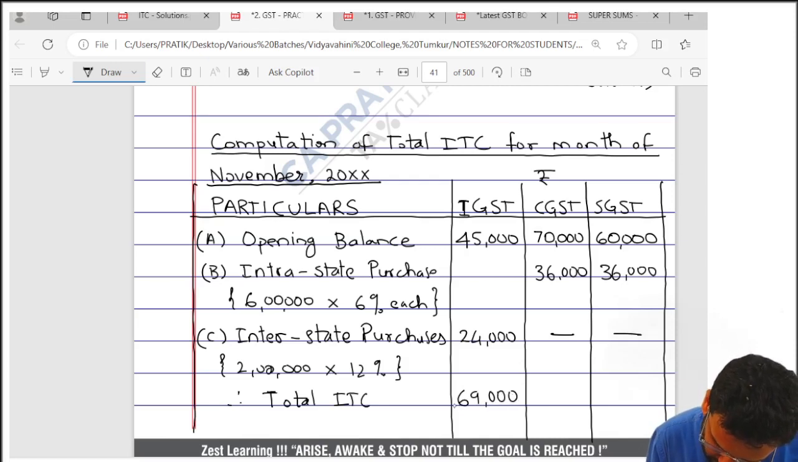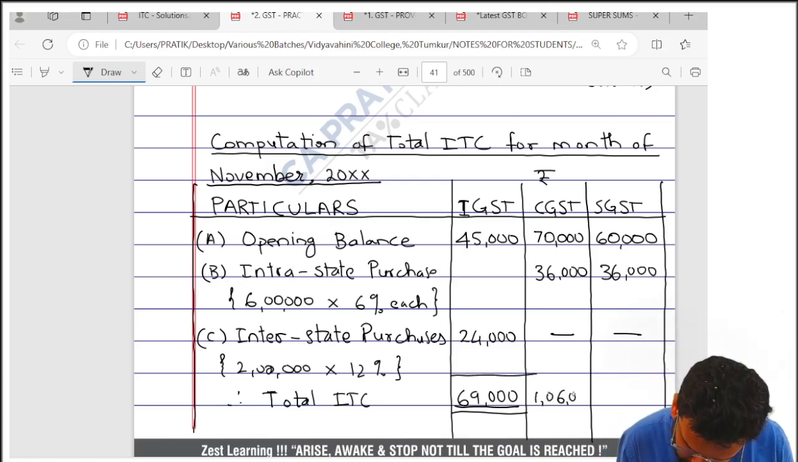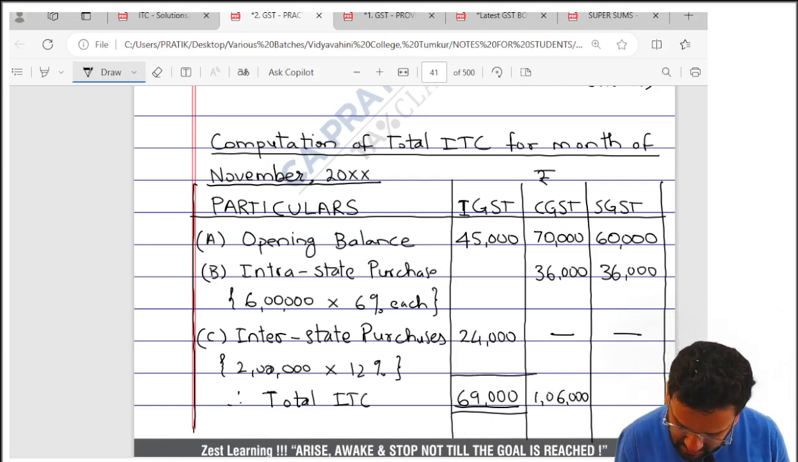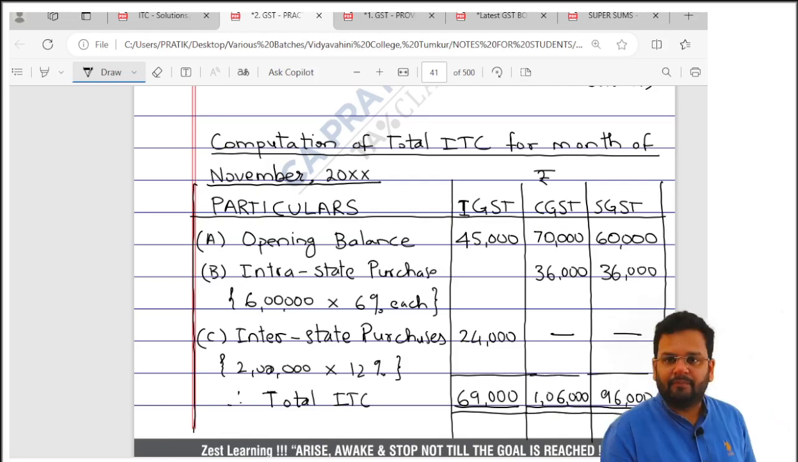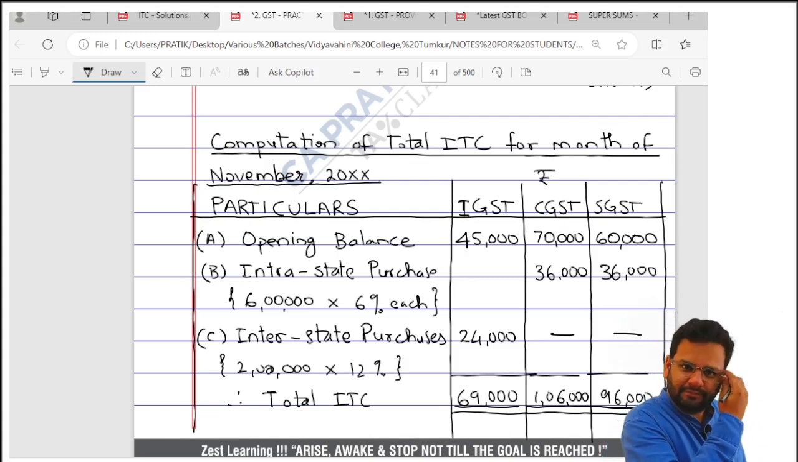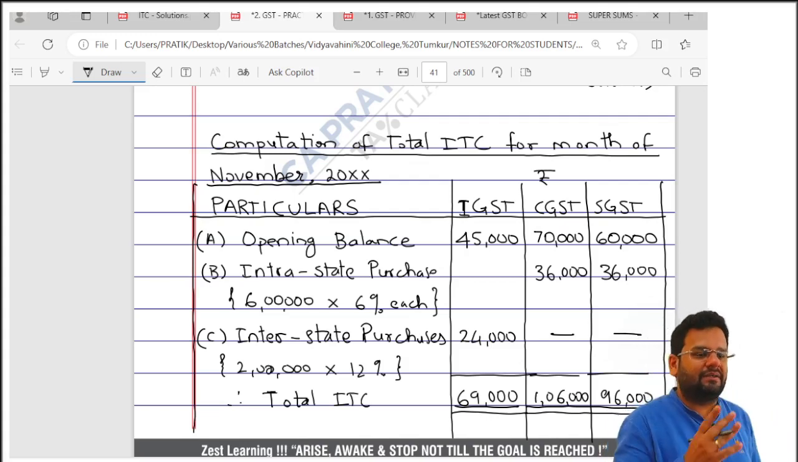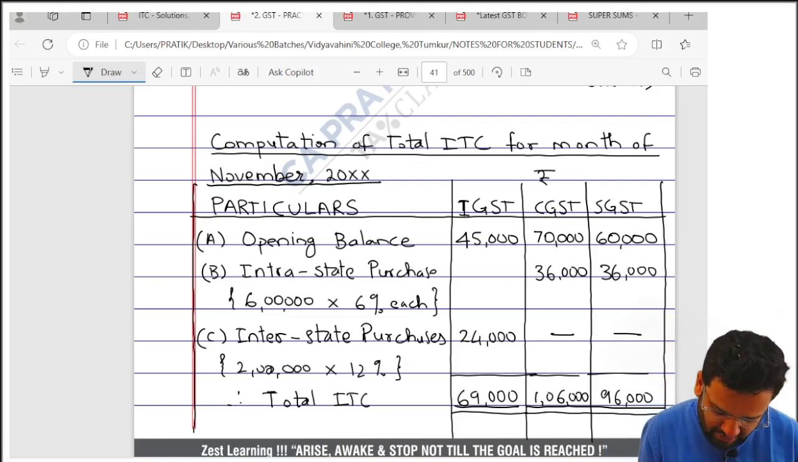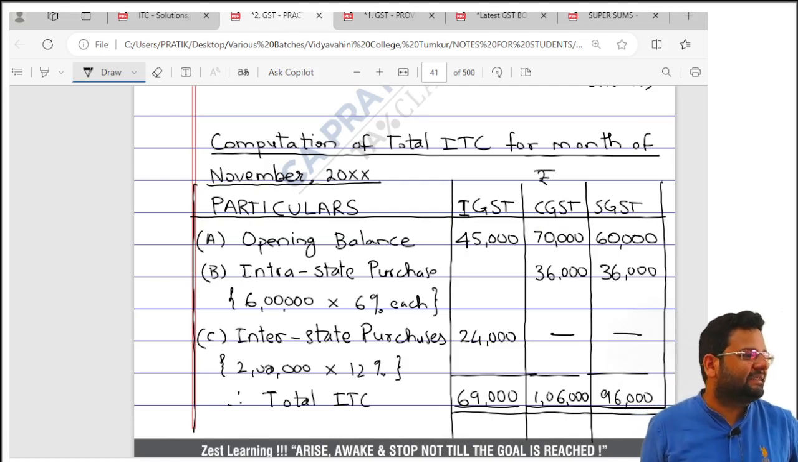69,000 is of IGST. 1,06,000 is of CGST. SGST 96,000. Did you understand? Did you get it? 69,000, 1,06,000 and 96,000. This is your total ITC. Clear till this point?